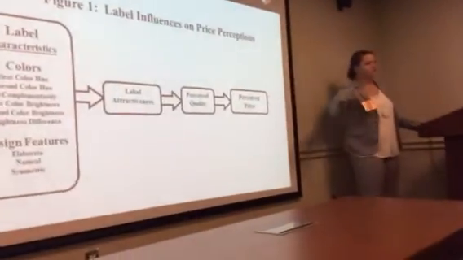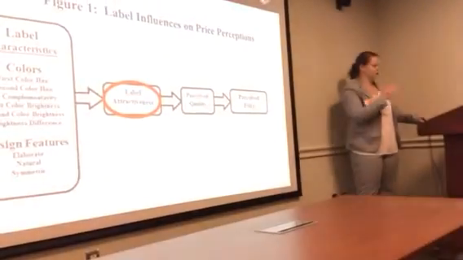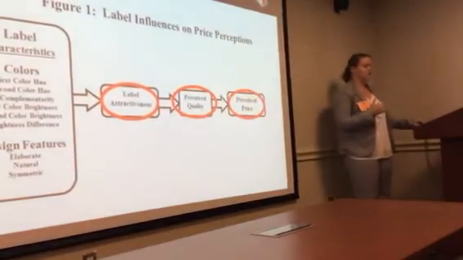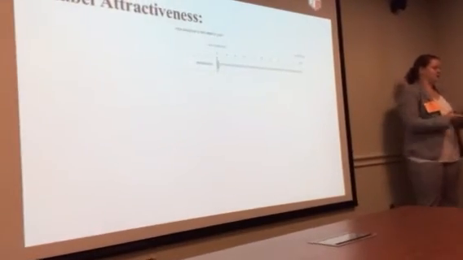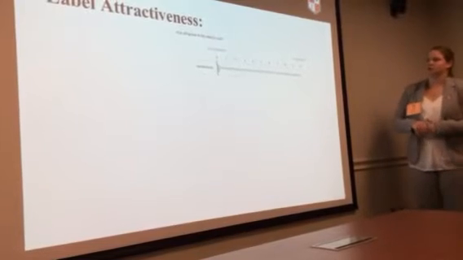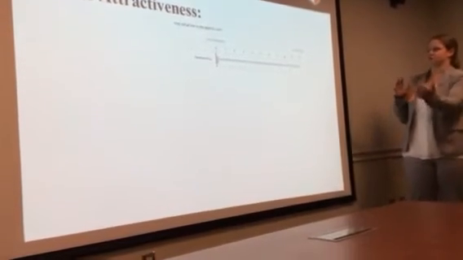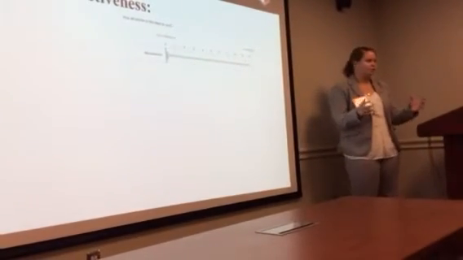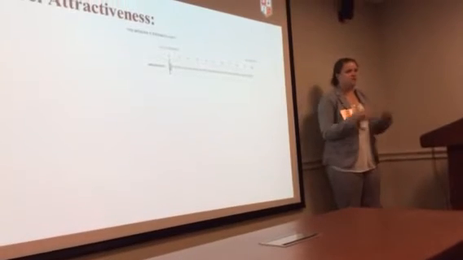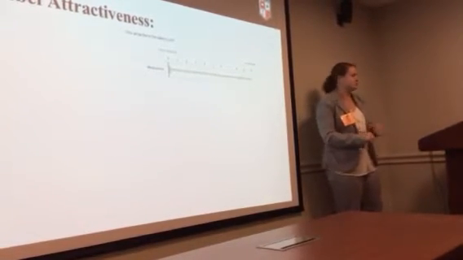So first, we're going to look at label attractiveness and perceived quality, and then the end goal of perceived price. This is how we asked the label attractiveness question: how attractive is this label to you? On a scale of 0 to 10, is it very unattractive or very attractive? We wanted to know their personal perception of the actual label. What does it look like, not knowing any information, just based off of the picture of the label?